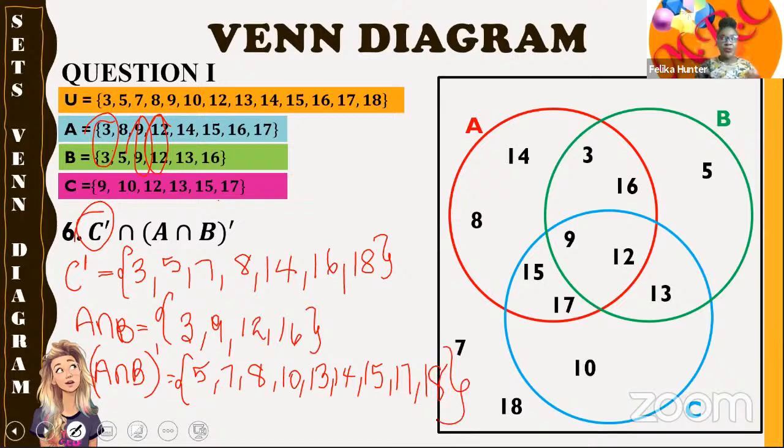All right. So the two parts I've found so far are C complement and A intersect B complement. Let's look at what the question is asking us now between the two parts. What symbol is in between both? What's here?